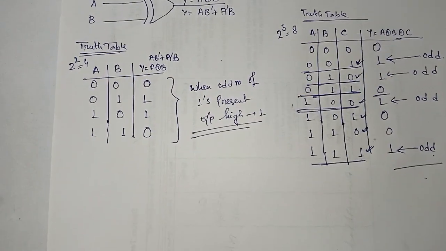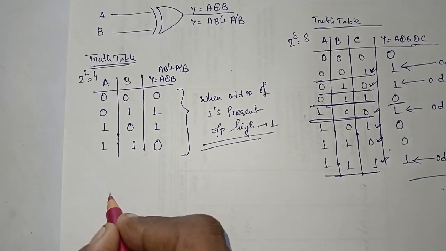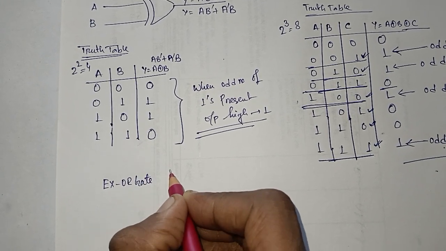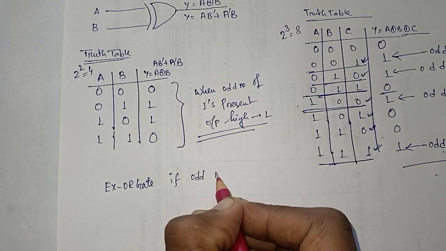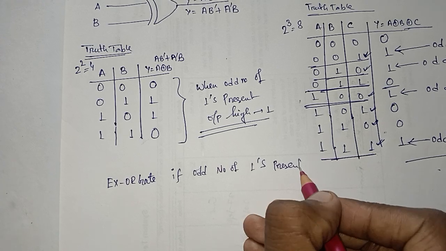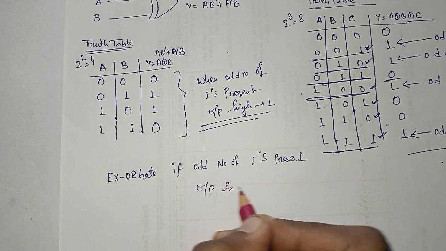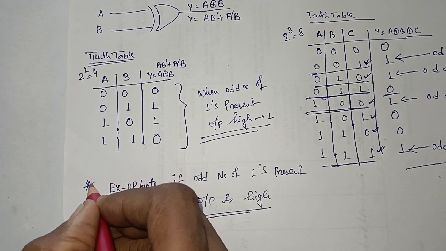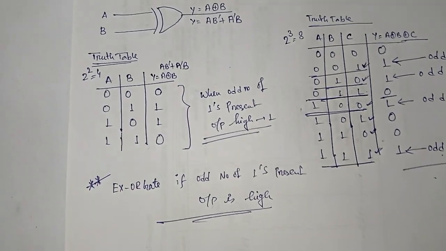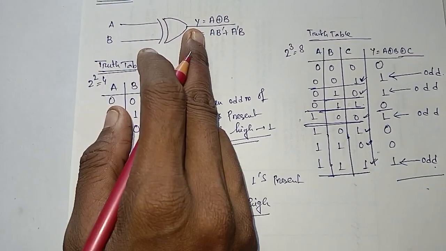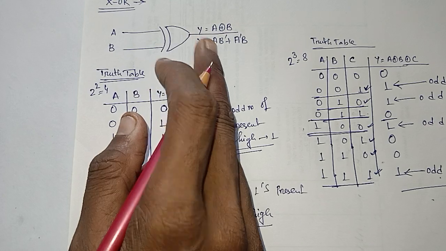So we know that for the XOR gate, if an odd number of ones is present, the output is high. So this is the important concept. In a later video, we will discuss some properties of the XOR gate, and this is the logic diagram of the XOR gate.